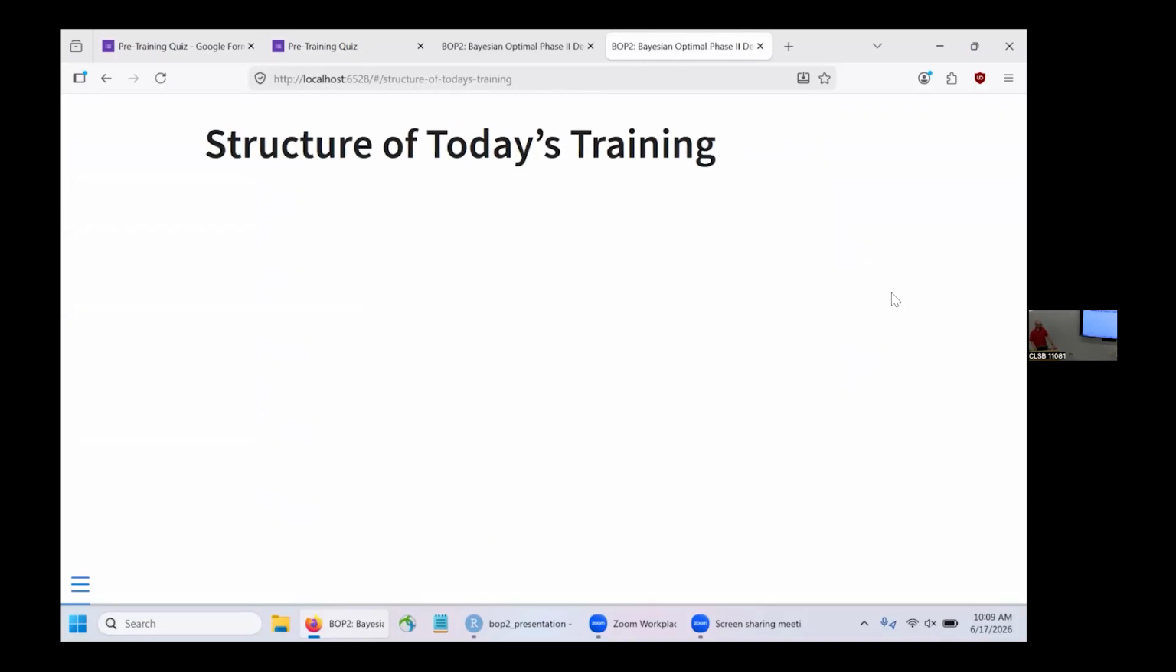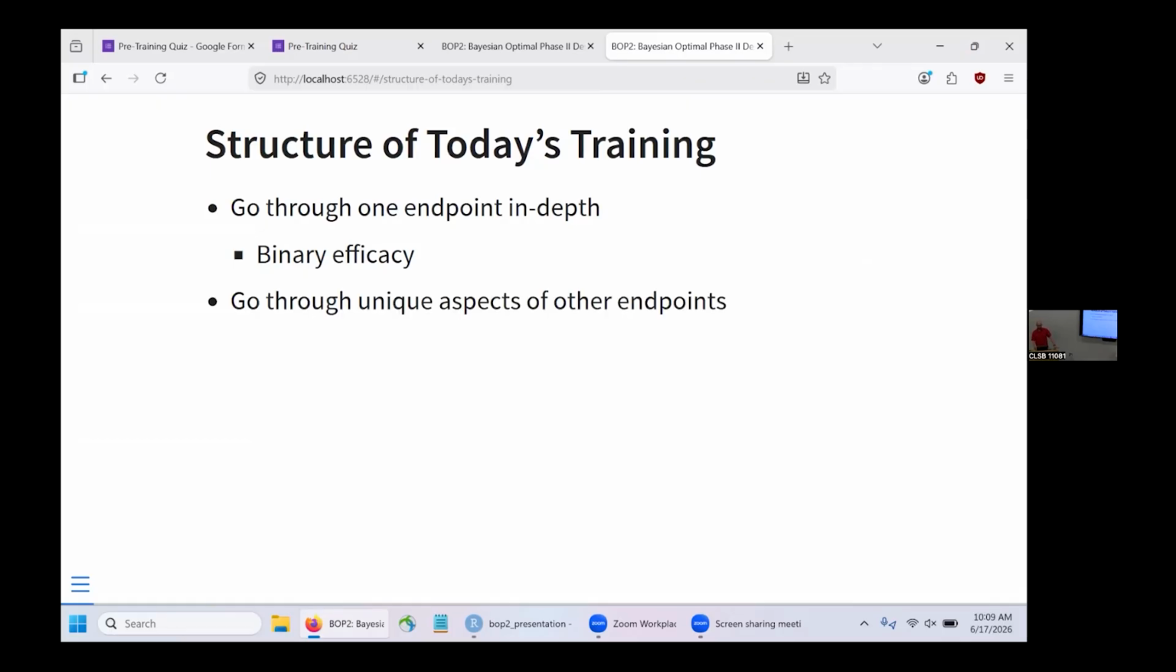All right, so before we dive deeper, I'm going to give you an idea of the structure of today's training. With BOP2, there are multiple possible endpoints that you can use it for. So what I want to do is go through one endpoint in depth, specifically binary efficacy. That's the first option if you use the Shiny app. So we'll go through that in depth. I'm not sure exactly how long that will take, but we'll do that, pause for questions, and also take a break. And then we'll proceed after with the other endpoints, really just highlighting what makes them unique.